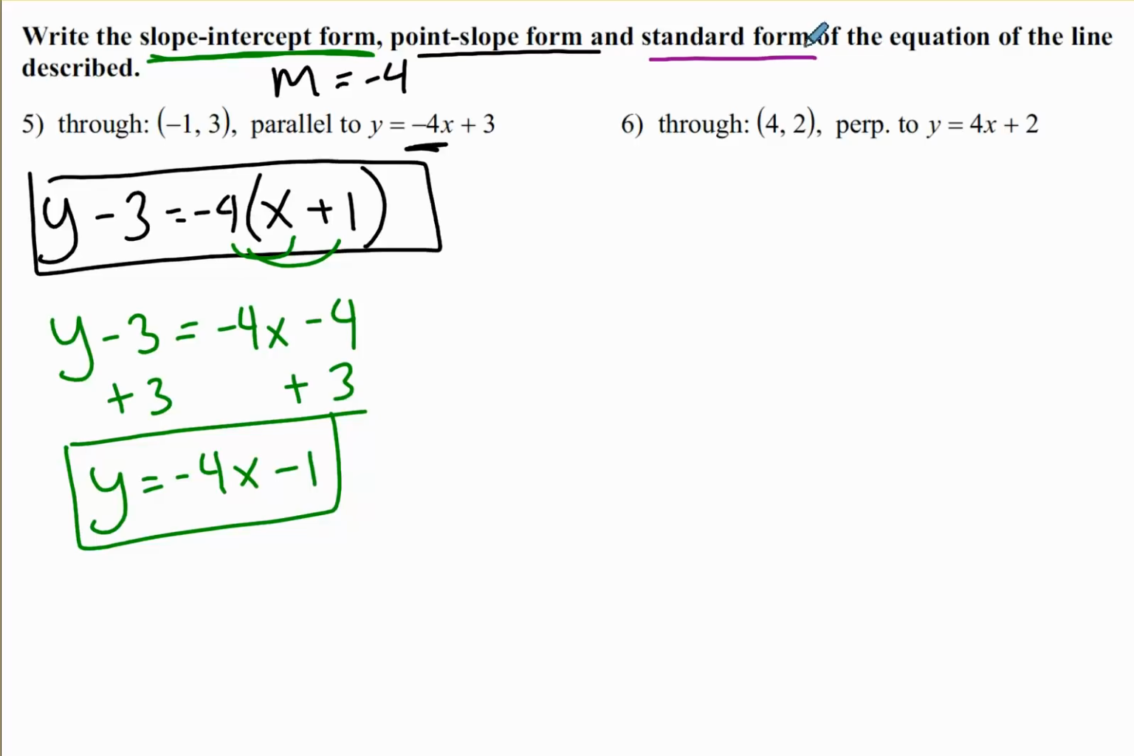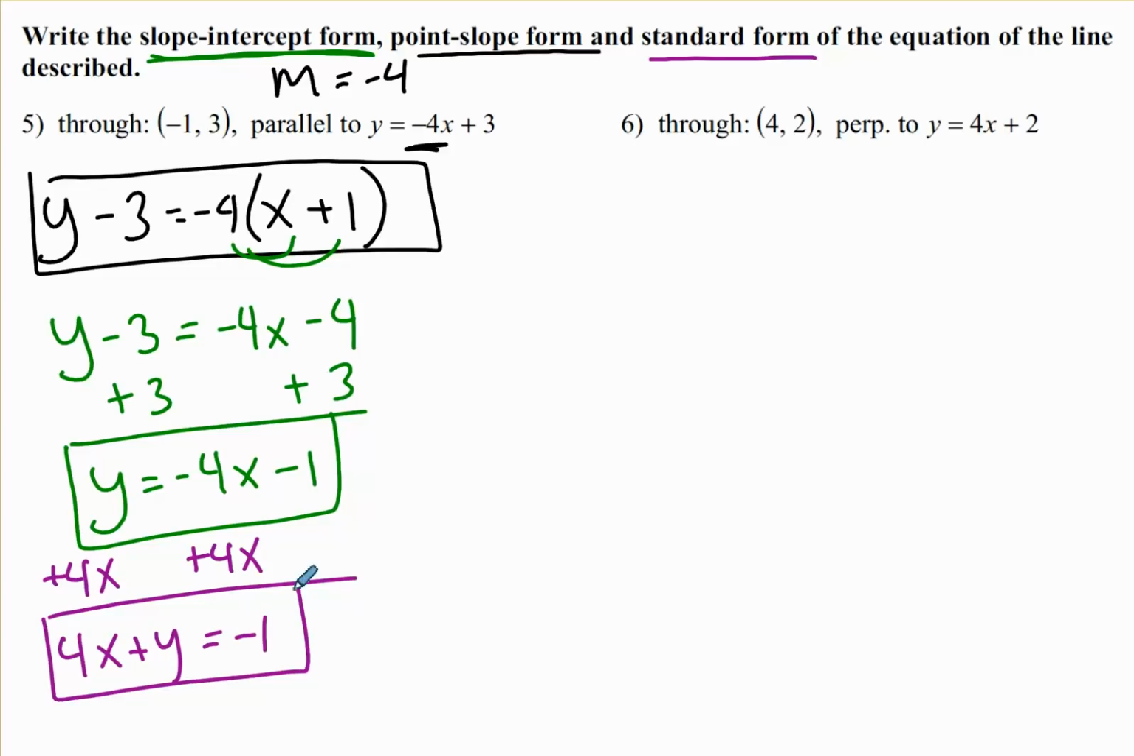And then lastly, we want to put the equation in standard form. So in standard form, we just want x and y on the same side. So we'd need to add 4x to both sides, and we get 4x plus y equals negative 1 in standard form.